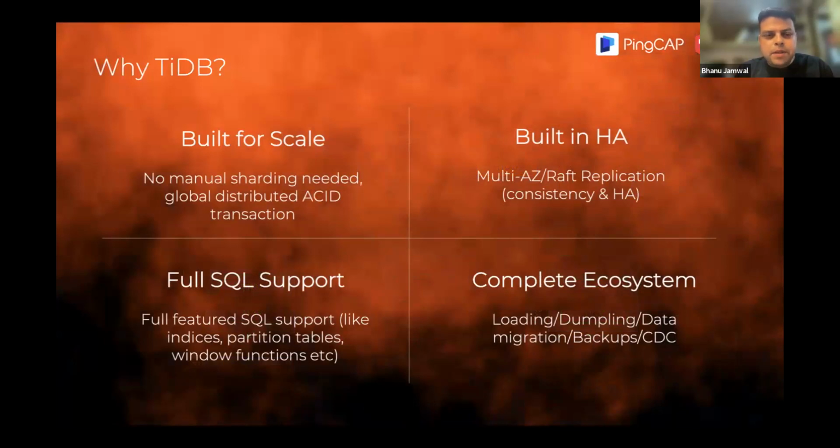So why TiDB? The question comes in, and the answer is first that TiDB is built for scale. TiDB eliminates one of the biggest challenges which customers face when their data is growing and they have more usage of MySQL databases. TiDB eliminates the need of doing any manual sharding of your data. Because TiDB is a distributed database, the data gets automatically sharded on all its underlying nodes, and it does provide global distributed ACID transactions, which becomes critical for applications which cannot afford to lose any data and always need data in a consistent state.